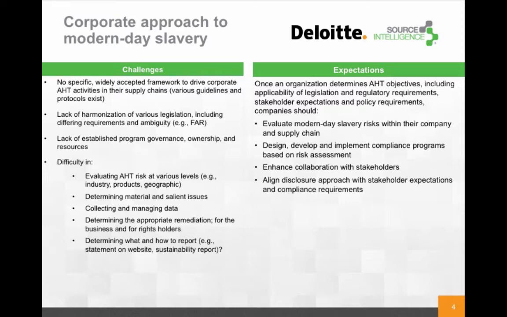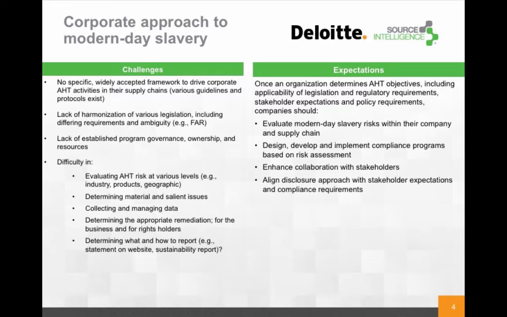So when we look at some of the key challenges as we talk with our clients every day, clearly as you think about modern slavery risk and anti-human trafficking, there's no clear black and white, widely accepted framework to drive corporate anti-human trafficking activities in the supply chain. There are various different guidelines and standards that are looked to increasingly, but the absence of a very clear look-to framework in many cases challenges companies to understand, am I organizing and defining my program to meet the compliance objective, but really, what does good look like?